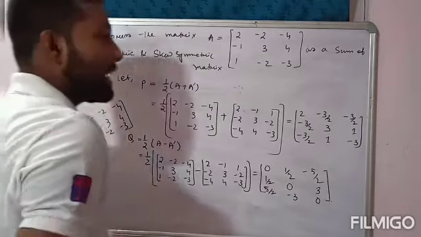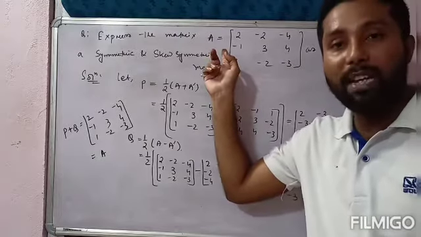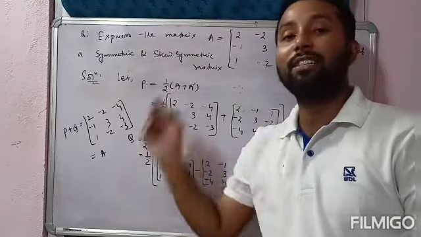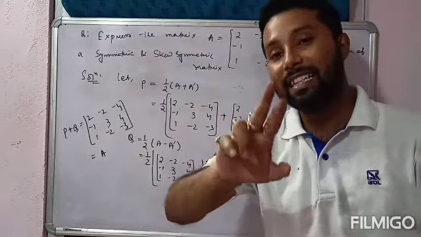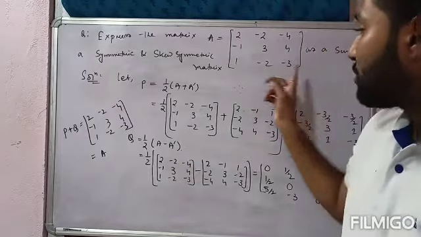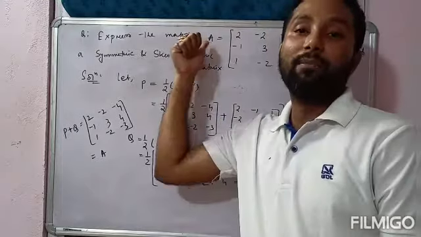So clearly we can say that the given matrix, which is a square matrix, can be expressed as the sum of a symmetric and skew symmetric matrix. That means after adding the symmetric and skew symmetric part, you have to get the given matrix.